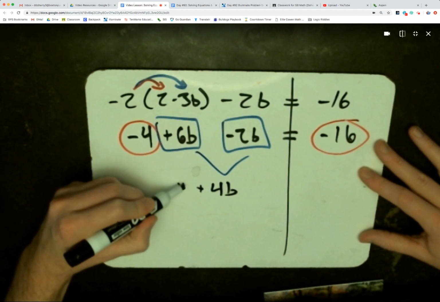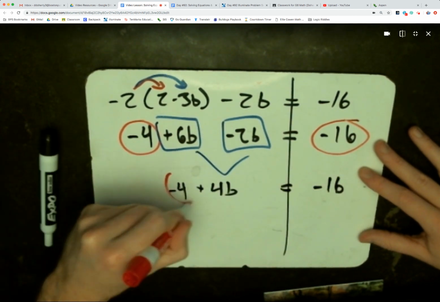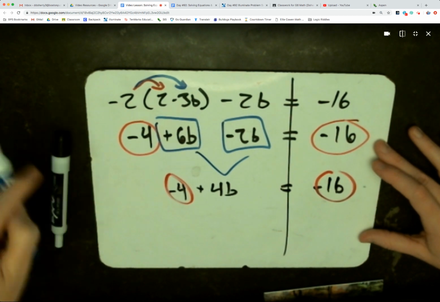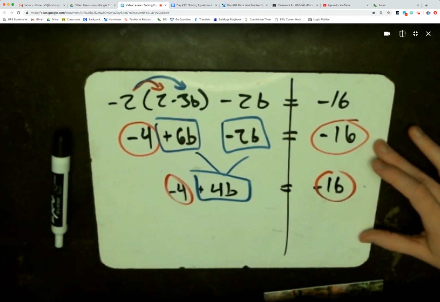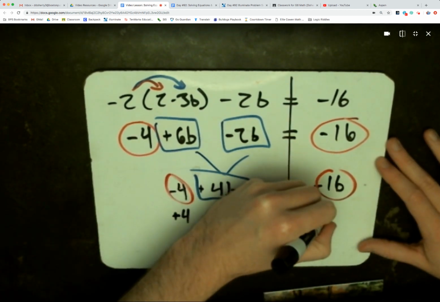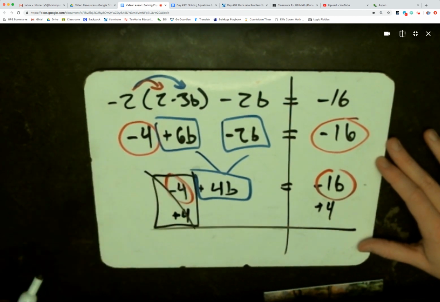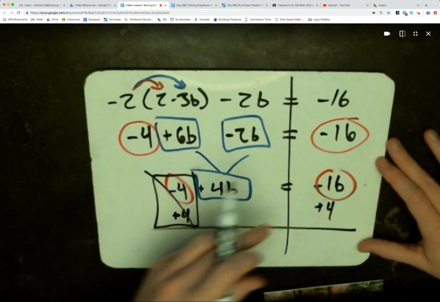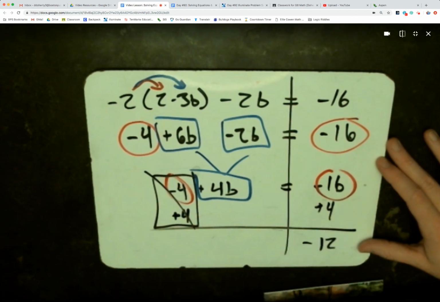Still have the -4, still have the -16, but now at the end of the day, I've at least got my variable terms gathered and combined on the left expression. If that's the case, I want the constants on the right. -4 gets moved with a +4. Because +4 is the inverse of -4, that sends it over here. -16 plus 4 is -12.